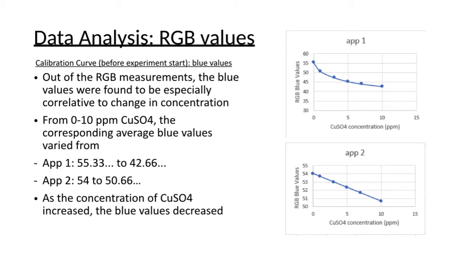From 0 to 10 ppm copper sulfate, the corresponding average blue values varied from App 1, 55.3 to 42.6, and App 2, 54 to 50.6. As the concentration of copper sulfate increased, the blue values decreased, and this is shown in both graphs.